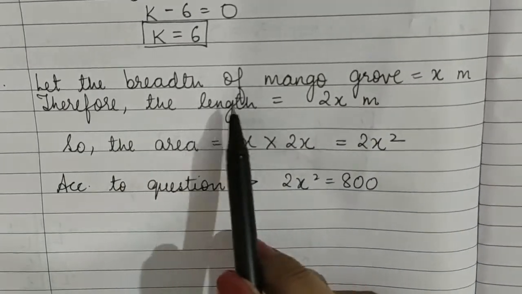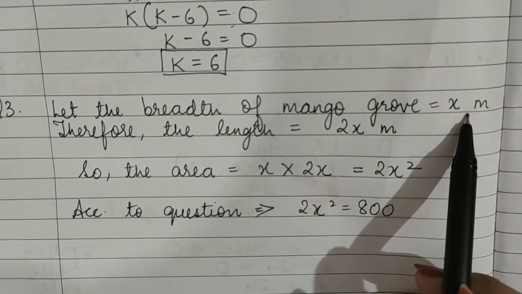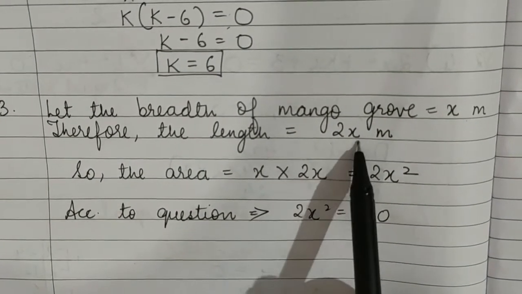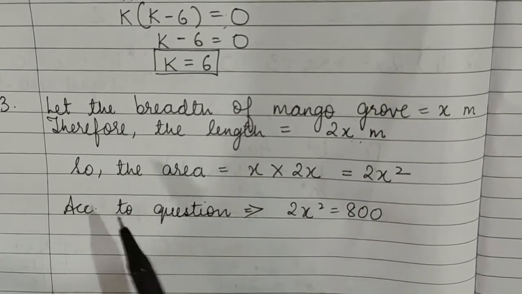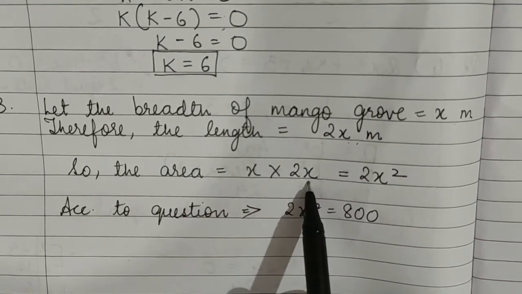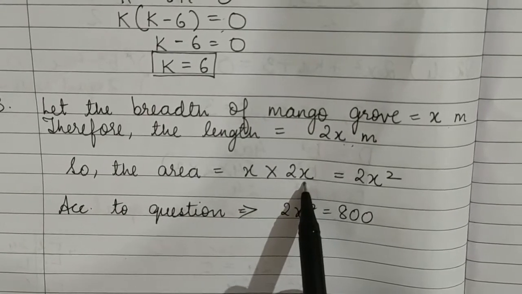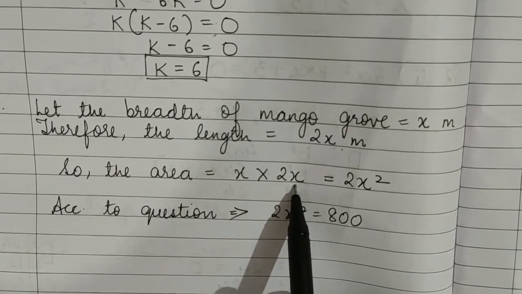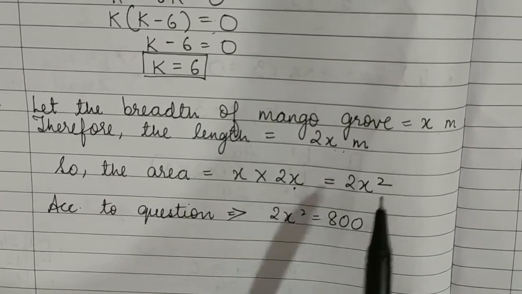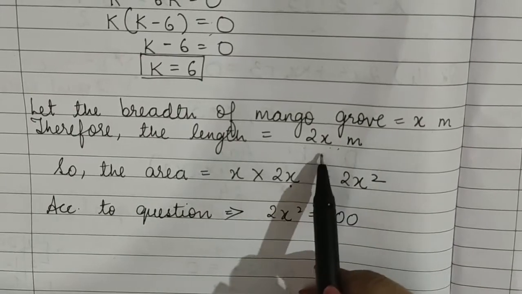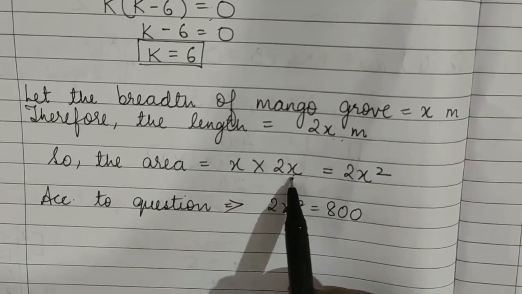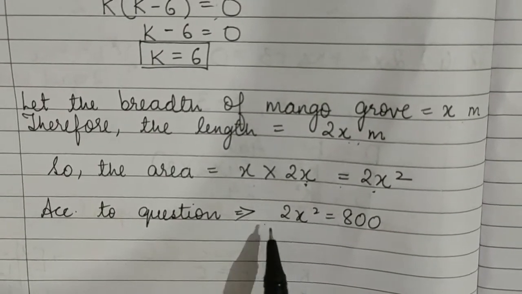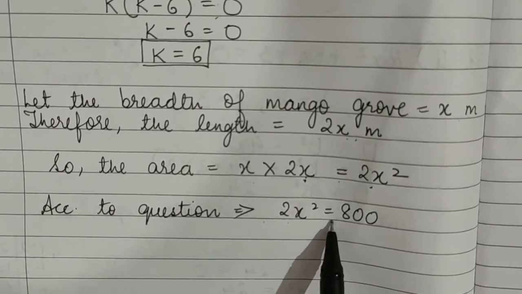Now let us assume the breadth of the mango grove be x meter. Now as given in the question, the length is twice the breadth, so the length will be 2 times of x, that is 2x. The area will be x into 2x. Why? Because over in the question it is given rectangular mango grove. That means we have to take the area of rectangle, and the area of rectangle is length into breadth. So that is why length is 2x, and breadth is x. So x multiplied by 2x equals to 2x square, and in the question it is given that the area is equals to 800 meter square.